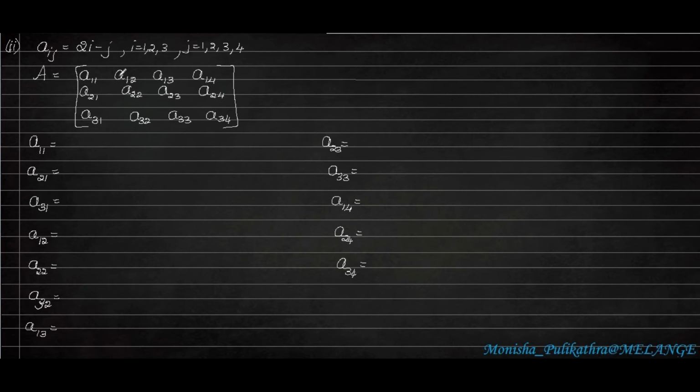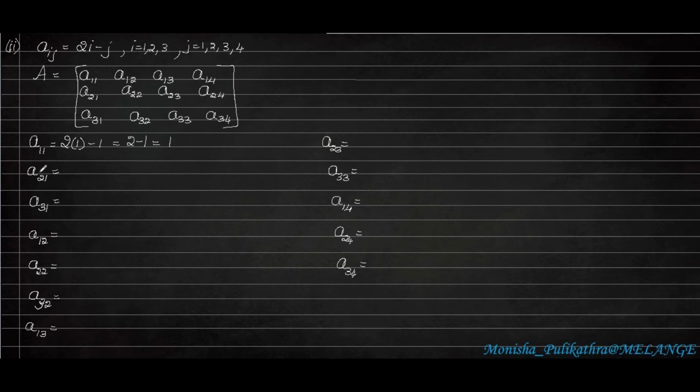The second sub question is done the same way, by using i as 1, 2, 3 because 3 rows are there, and j as 1, 2, 3, 4 whereas 4 columns are there. So the question is a_ij = 2i - j. In the place of i we have to include 1, and in the place of j also we have to substitute 1 here. So 2 into 1 minus 1, that is 2 minus 1 is equal to 1.